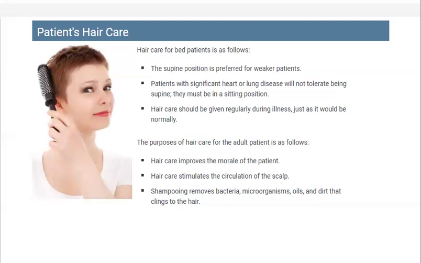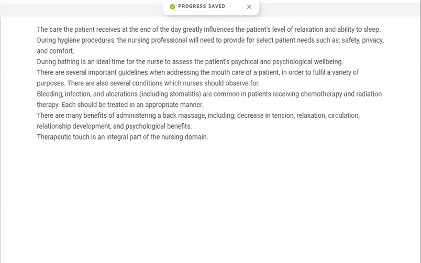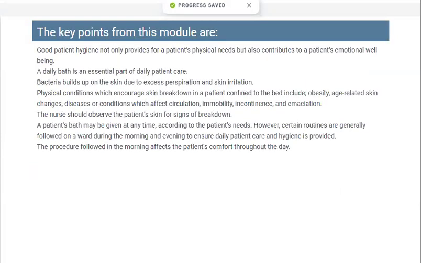The key points from this module are: good patient hygiene not only provides for a patient's physical needs, but also contributes to a patient's emotional well-being. A daily bath is an essential part of daily patient care. Bacteria builds up on the skin due to excess perspiration and skin irritation.